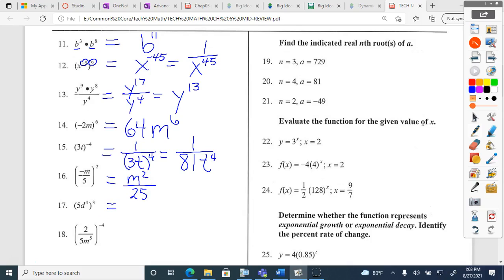Everything on 17 is going to what power? The 3rd power. So, not 5 times 3, but 5 to the 3rd power. What is 5 times 5 times 5? 125. And then now we're back to having a power to a power. So what do we do with the powers? Multiply. d to the 12th power.